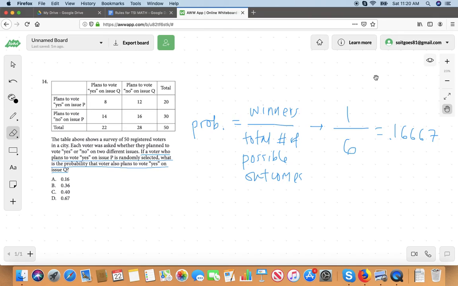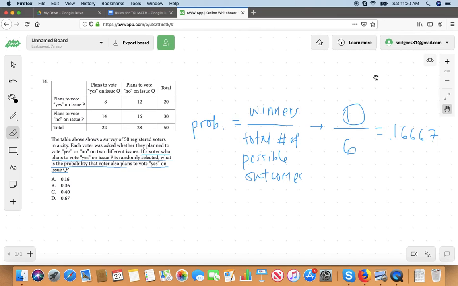A 0% chance of something happening is 0. So if I said, what's the probability of rolling a 7 on a 6-sided die? Well, there's no 7 on there. So the winning outcomes, there's 0 7s. So that would be 0 winning outcomes out of 6. 0 divided by anything is 0. So the probability would be 0 then.